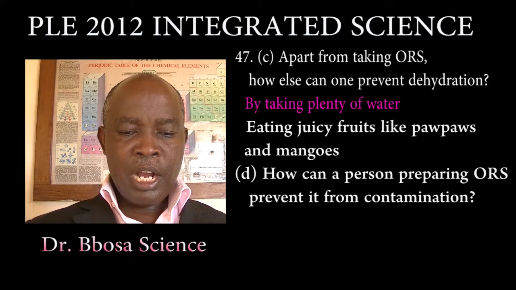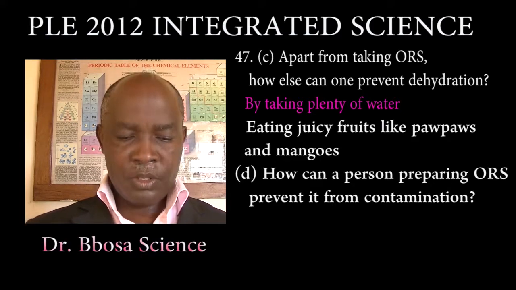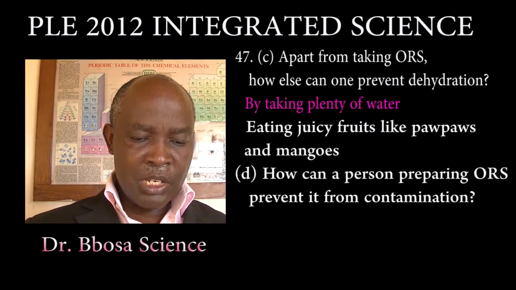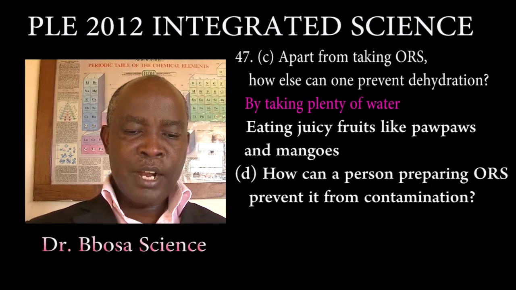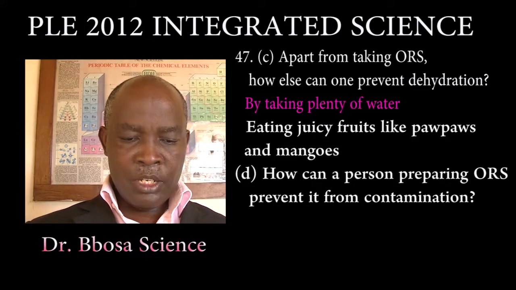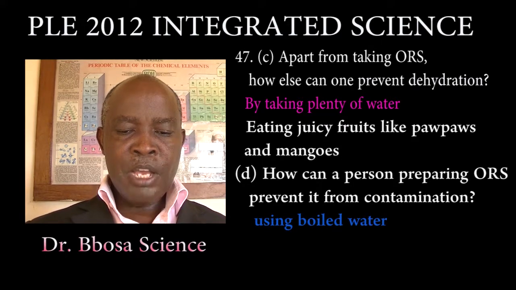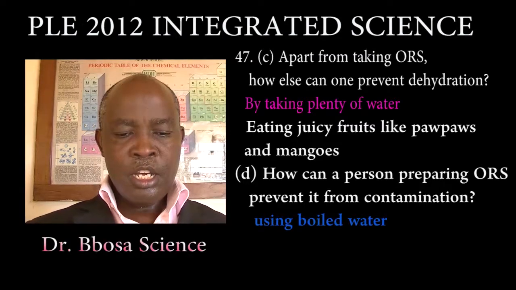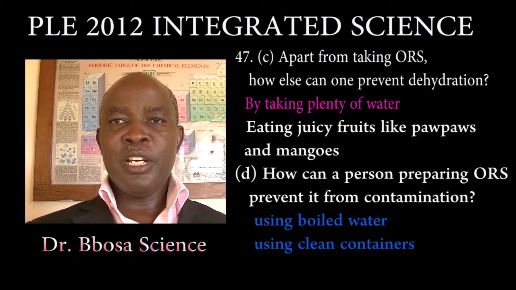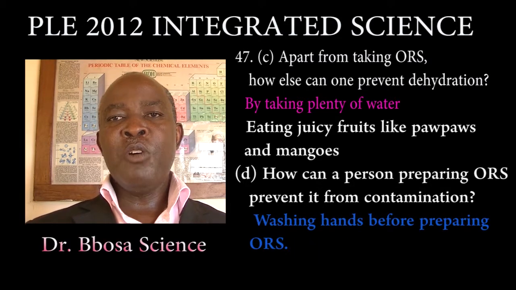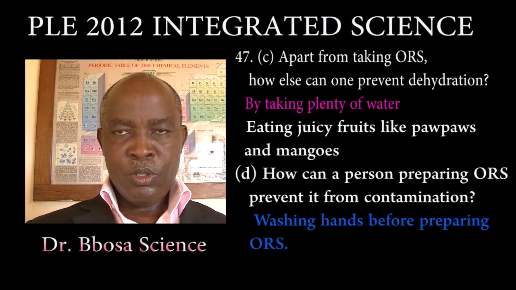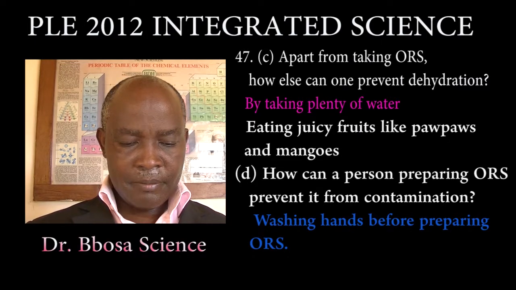D. How can a person preparing ORS prevent it from contamination? By using boiled water, by using clean containers, by washing hands before preparing ORS.